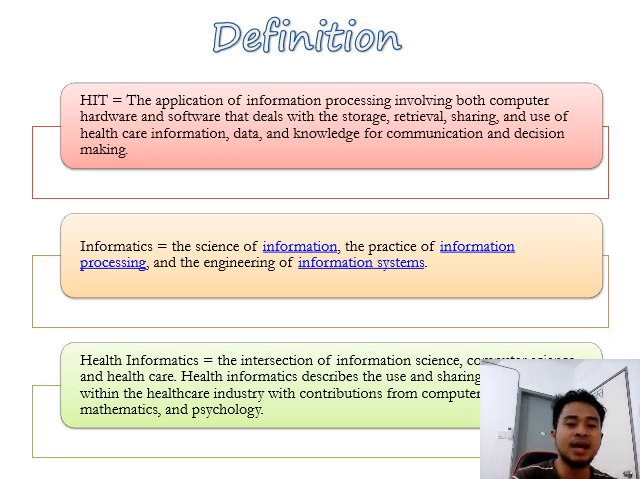So informatics refers to the science of information, the practice of information processing, and the engineering of information systems. Informatics, okay, that's it. Then when it is combined into health informatics, it means the intersection of information science, computer science, and healthcare. The health information system describes the use and sharing within the healthcare industry with contributions from computer science, mathematics, psychology, and so on. Now informatics requires data science, computer science people, and even bioinformaticians.